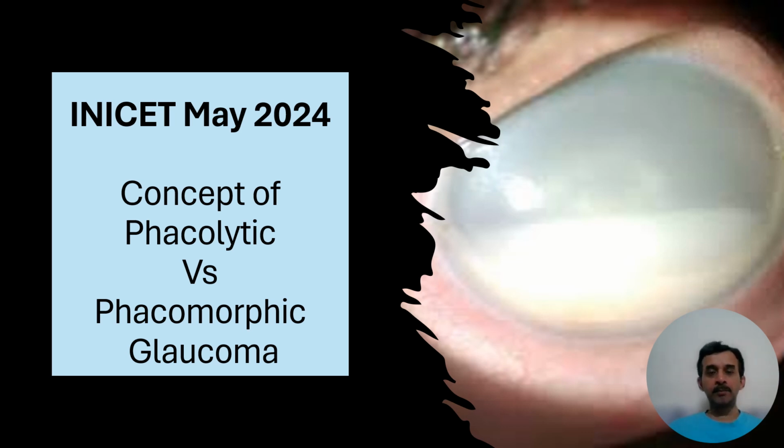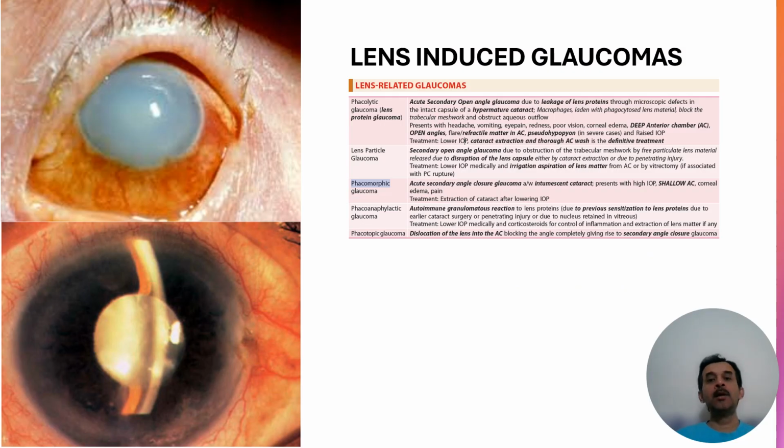Hello guys. I saw a lot of discussion among students about this particular question which was asked in the recent INICET exam. It was the case history type of question and the answer was to choose between phacolytic versus phacomorphic glaucoma. So I thought I will just share a small concept with you which will help you to arrive at the correct answer. So why was this question asked?